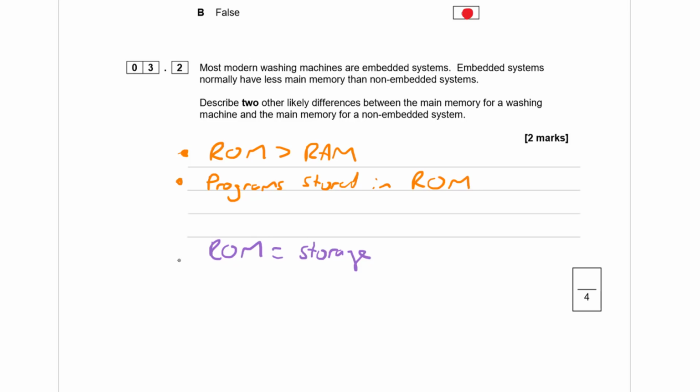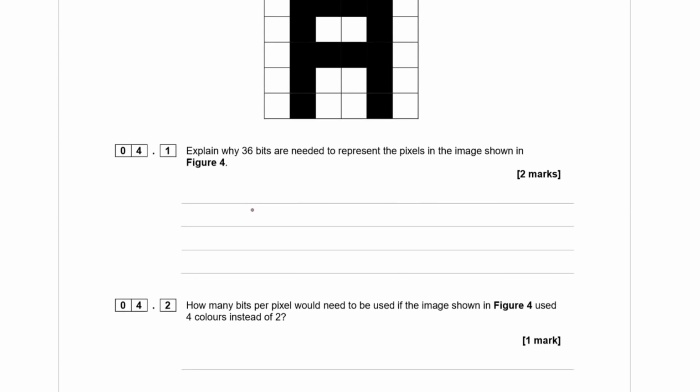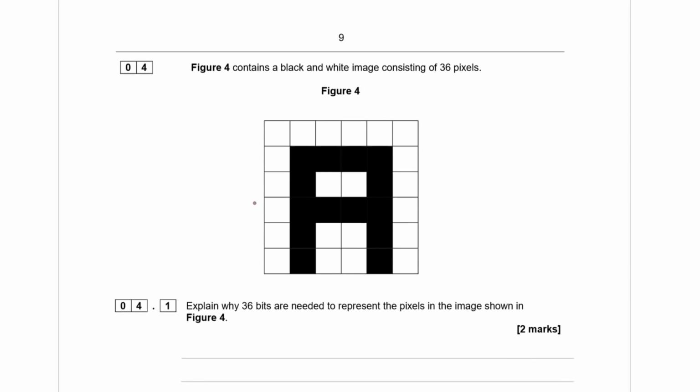So often ROM is used as storage, but it does ask about memory as opposed to secondary storage, which is why I didn't put that in my first two. Question 4 begins with a black and white image consisting of 36 pixels, so a width of 6 and a height of 6, so 36 in total. And we need to explain why 36 bits are needed to represent the pixels in the image shown in figure 4. So 36 pixels, 36 bits used.